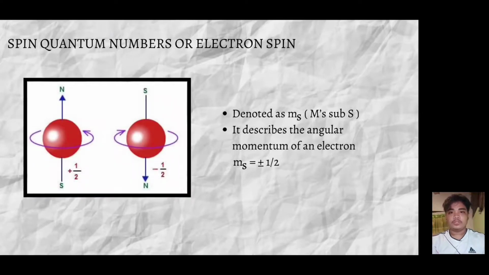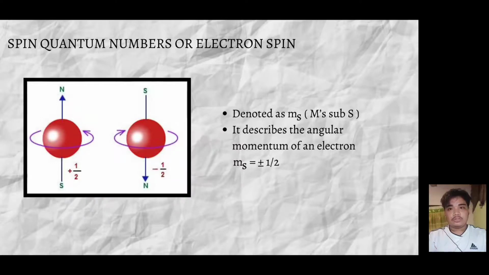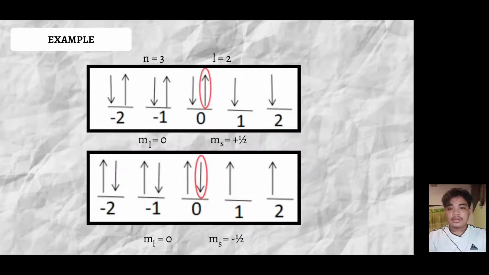Spin quantum numbers or electron spin numbers are denoted as m sub s, and it describes the angular momentum of an electron. A spin quantum number can have a value of positive or negative 1/2 depending on the last electron. If the electron is an upspin, its value is positive 1/2, and if it's a downspin, its value is negative 1/2. So to further understand this, here is an example.